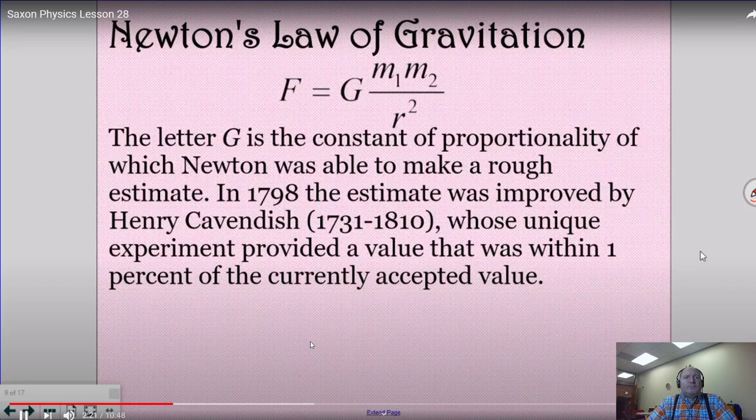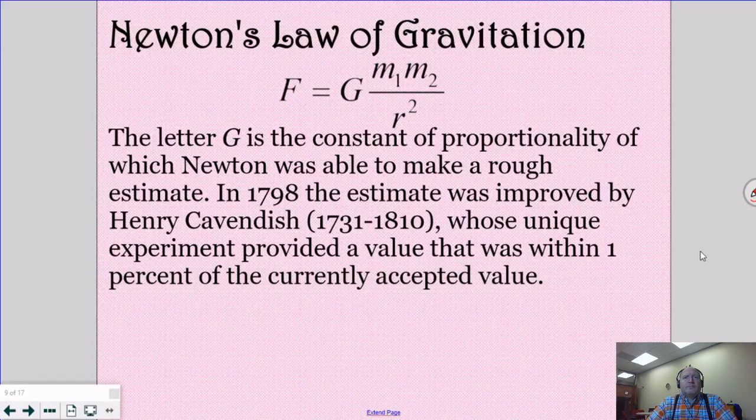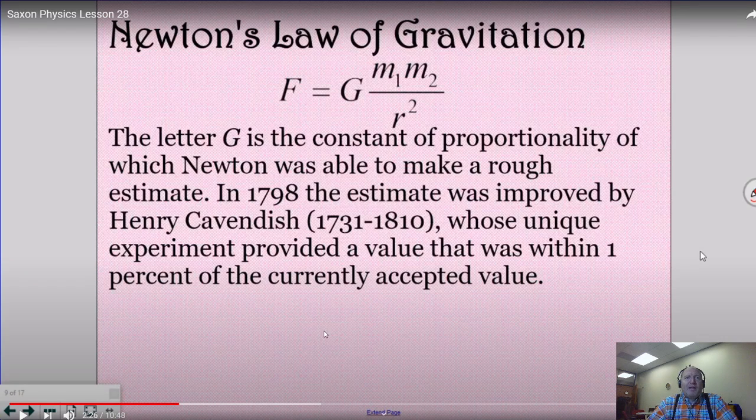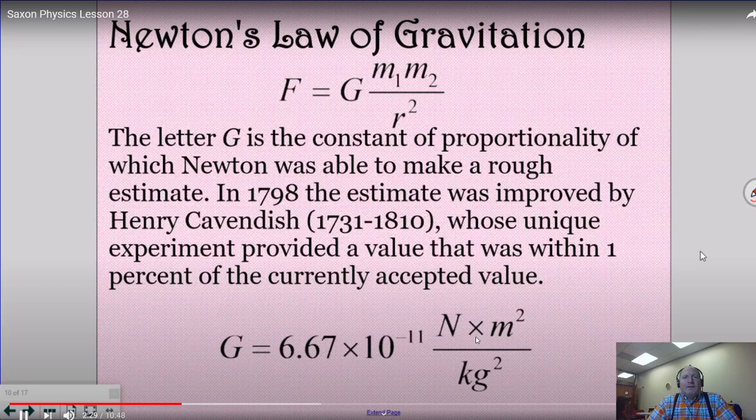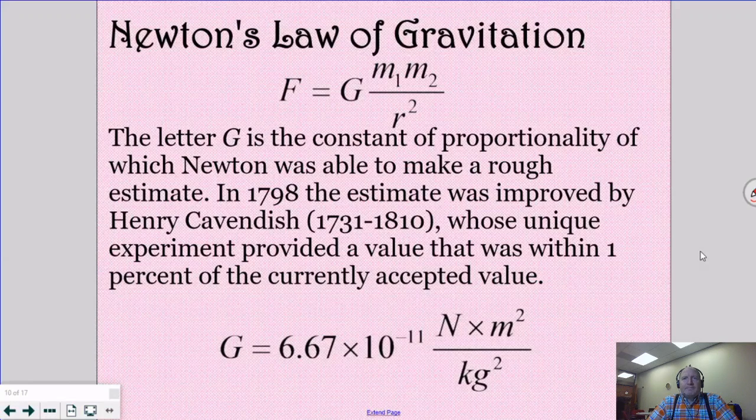And 1% of the currently accepted value. So like I said, Newton was pretty close with his estimate. By the way, I love this phrase, currently accepted value. That's better than the right value, right? I love that. But this is the number that you need to write down. Probably put it on your formula sheet so you don't have to memorize it: 6.67 times 10 to the negative 11. Teeny tiny number. M1 and M2 are going to be masses, and R is going to be a radius or a distance.